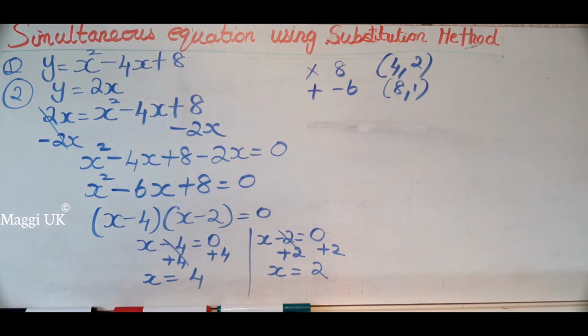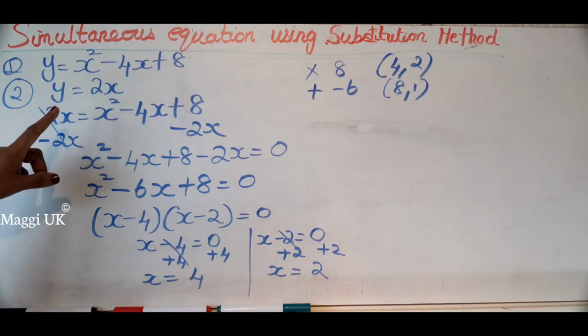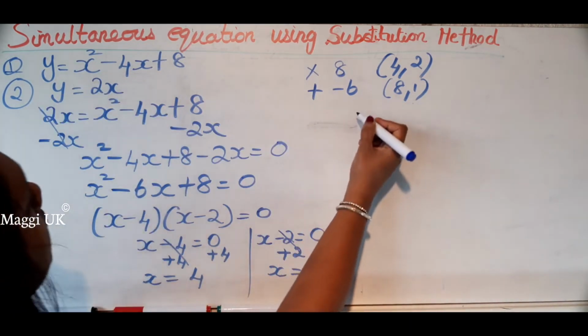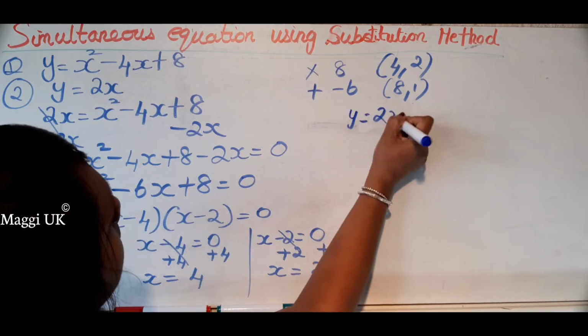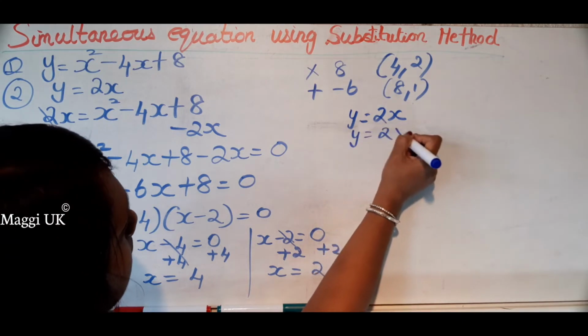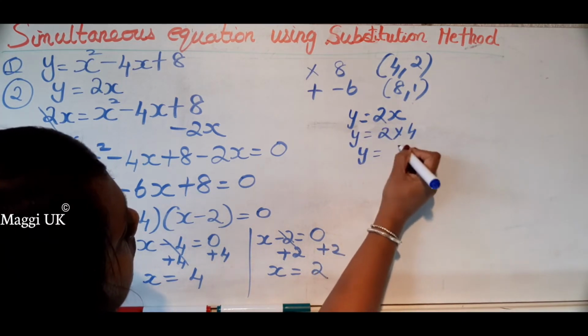This one is still not finished. We need to use both x values to substitute in one of the equations to get your y value. In this case you have two pairs of solutions, so you will get two values, where x and y have one value and another x and y have another value. So we are going to substitute first x equal to 4 in the second equation, y equal to 2x. So if I substitute x equals 4, y equals 2 times 4, which is y equals 8.